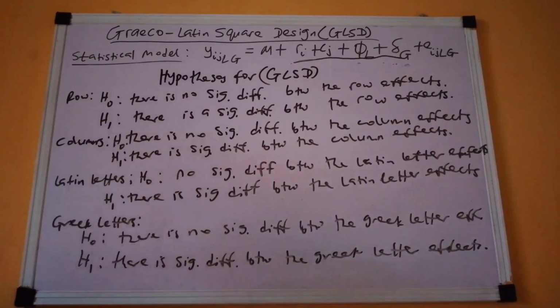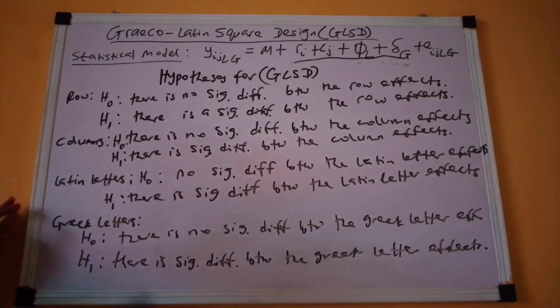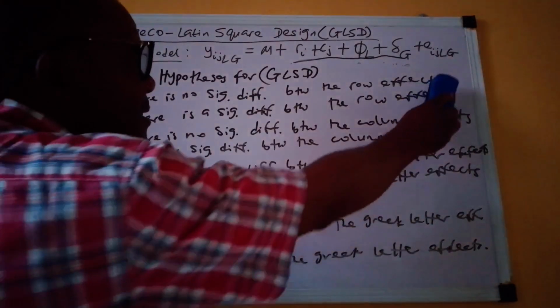We have the one-way design, which is the one-way ANOVA, the single factor. We have the two-way ANOVA, which is the block design. We have the Latin square, which is the three-way design. We have the Greco-Latin square, which is the four-way design. Now it is good we understand the layout of the Greco-Latin square design. I hope you have seen the hypothesis.